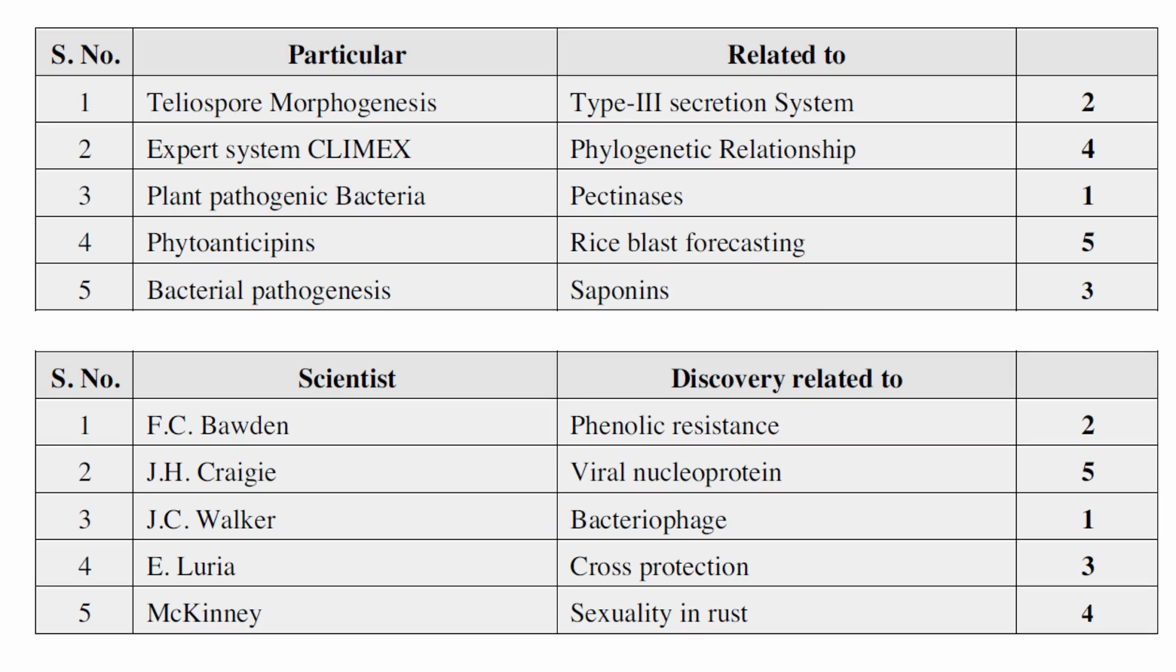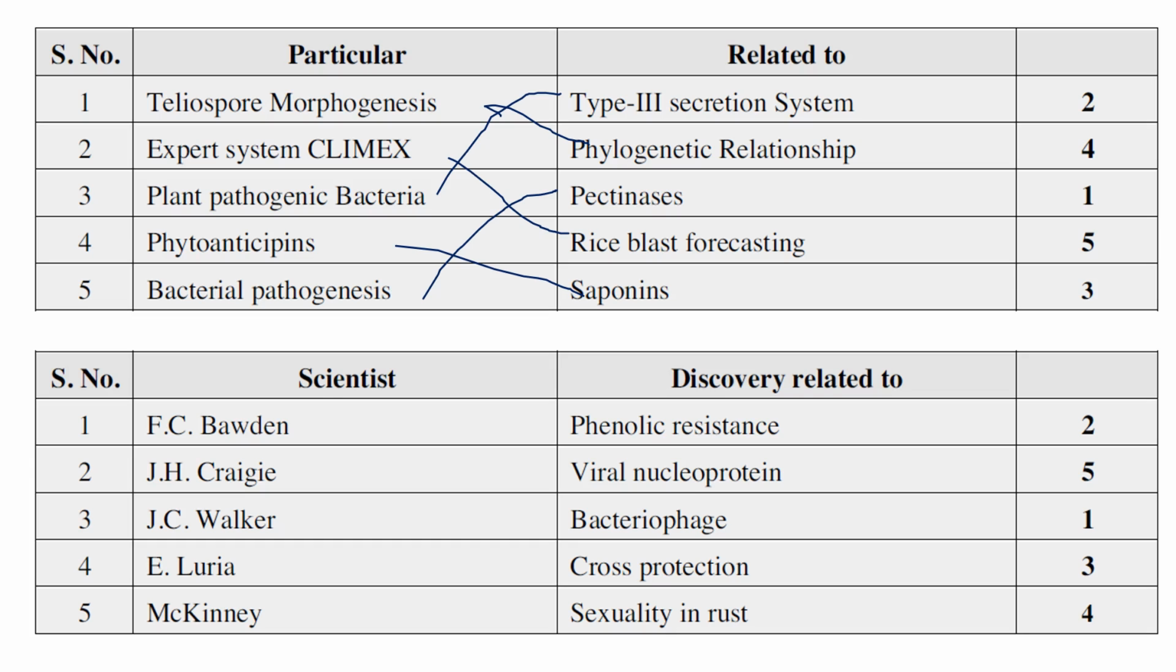Teliospore morphogenesis, which means phylogenetic relationship, that is actually related to it. Expert system CLIMAX is recommended for rice blast forecasting. Plant pathogenic bacteria have type 3 secretion system, Agrobacterium type 4, and other things as well. Saponins are phytoanticipins. Bacterial plant pathogens produce pectinases and other enzymes as well. For example, soft rot bacteria like Erwinia can produce pectinolytic enzymes. Some fungi like Pythium can produce cellulolytic enzymes. Other things also will be there.